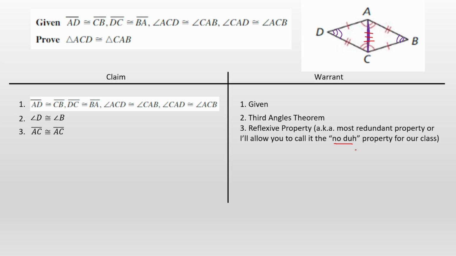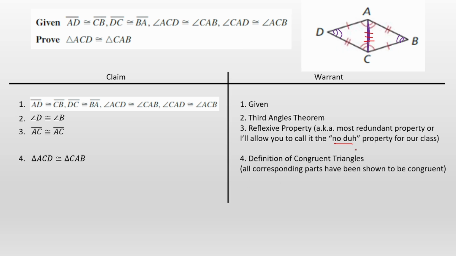It's probably the silliest thing that we have to state, or that is widely accepted as something that has to be stated in our triangle proofs. But whenever we see that shared side idea, we're going to use this reflexive property, or again, the no-duh property that we can use for our class.